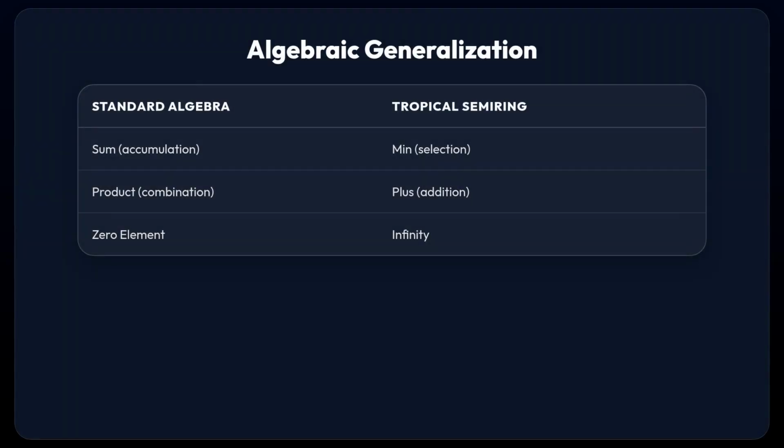This is where it gets fascinating. Floyd-Warshall is actually just matrix multiplication over a different algebraic structure called the Tropical Semiring. In standard algebra, we multiply and sum. In the tropical, or min plus semiring, we replace the sum operation with minimum and the product operation with addition. This algebraic isomorphism allows us to adapt the algorithm to solve many other problems.